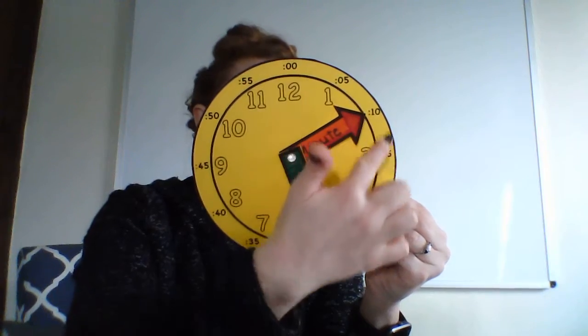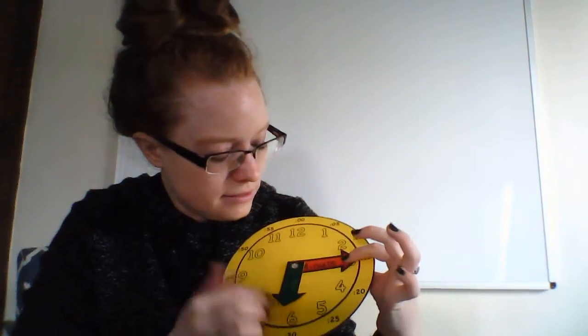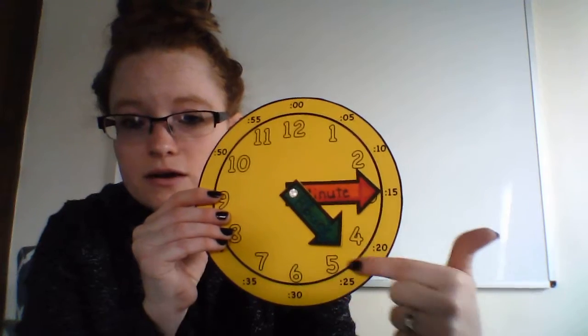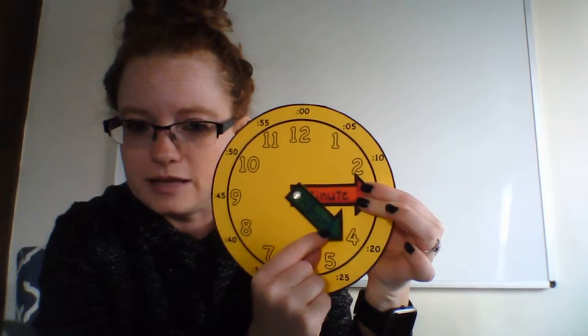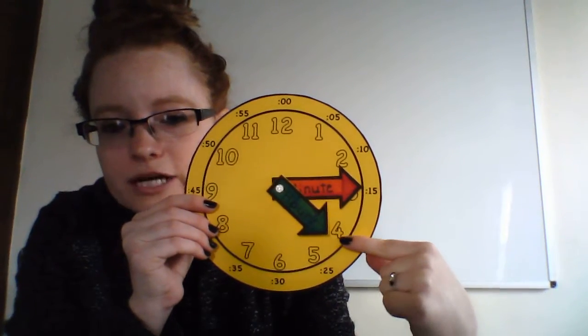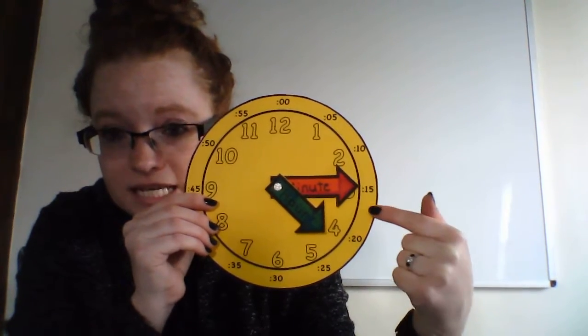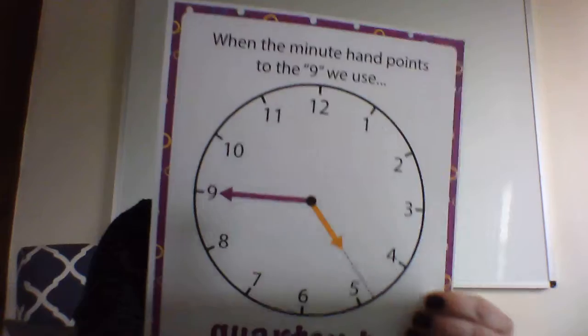So we go 5, 10, 15. So if that minute hand is pointing to the 3 and the hour hand is between the 4 and 5, now it is 4. Sorry, I guess it's not directly between the 4 and the 5. It's slightly past the 4. Sorry. When it's directly past the 4, it's going to say it is 4:15. Okay, so that is a quarter past. Now, when we have a quarter to, when the minute hand points to the 9, we use quarter to.